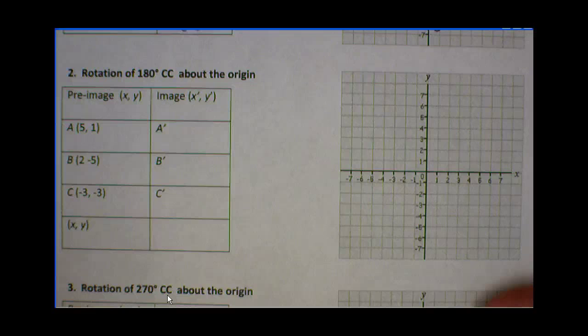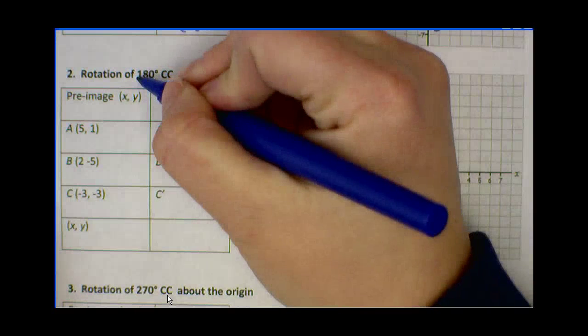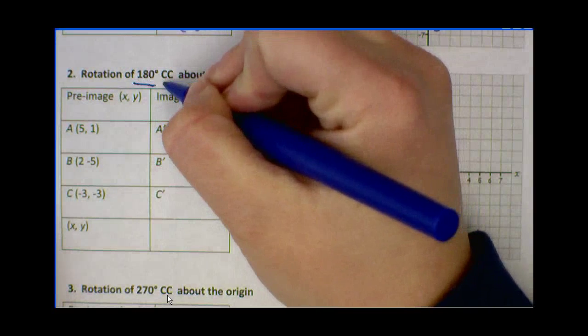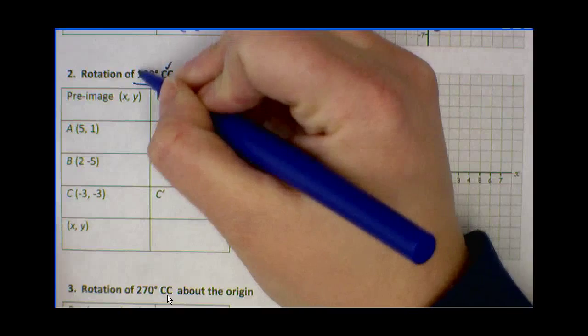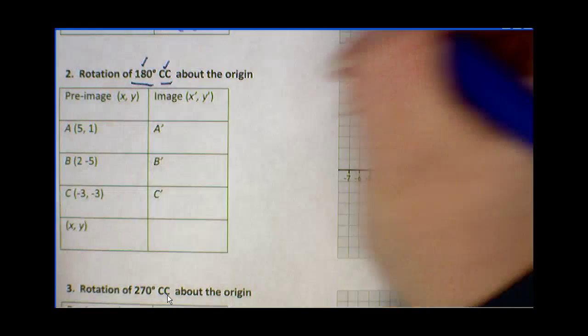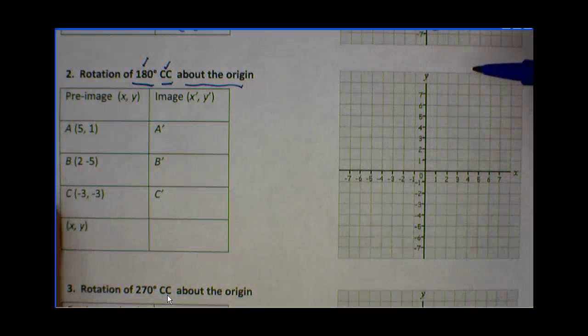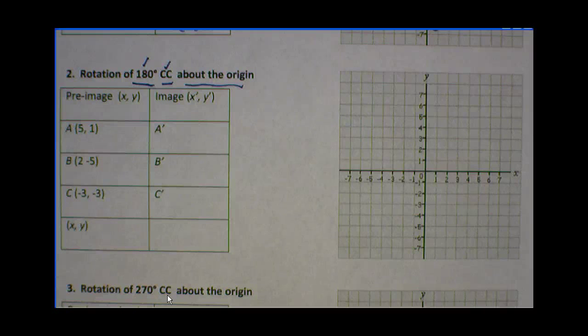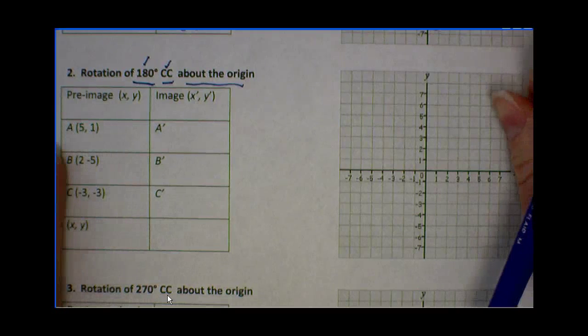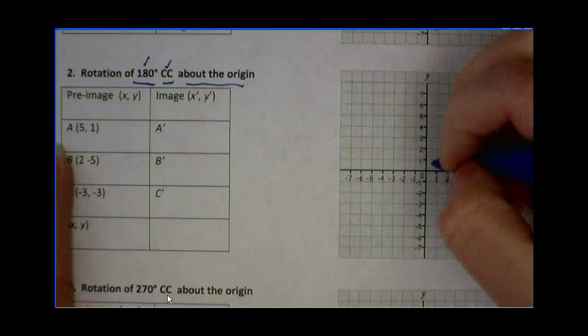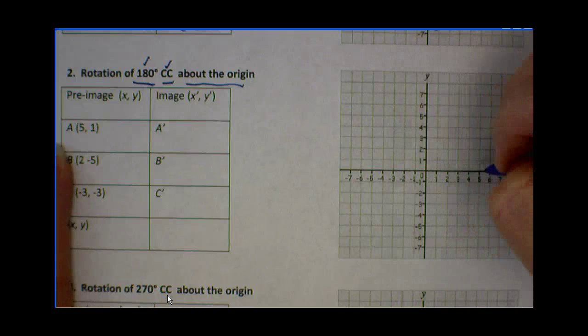Okay, so the next one. Now here we've got a new direction. We've got still counterclockwise, so not a new direction really, but new degrees, 180 degrees, counterclockwise, still about the origin. Are we going to always do about the origin? Not always, but typically. That's the most common that you'll see. Yes. All right, so if I take a look at this one, I'm going to go ahead and put point A on there, so at 5, 1, there's my point A.